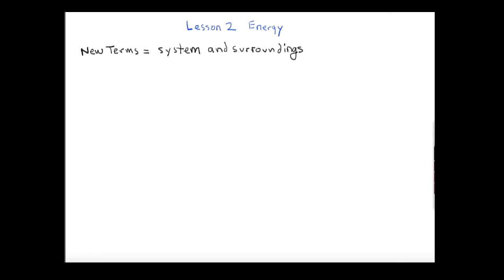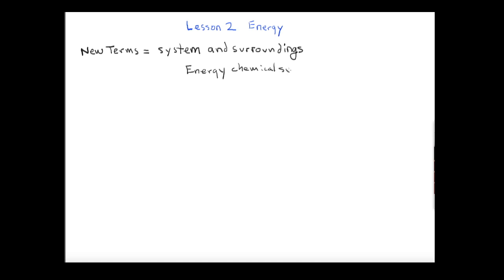Welcome back to lesson 2 on energy. And in this lesson, we're defining two brand new terms, a concept called the system and a concept called the surroundings. Now, you guys will recall that when we talk about energy in terms of chemistry, we can break down the types of energy in chemical systems into two things.